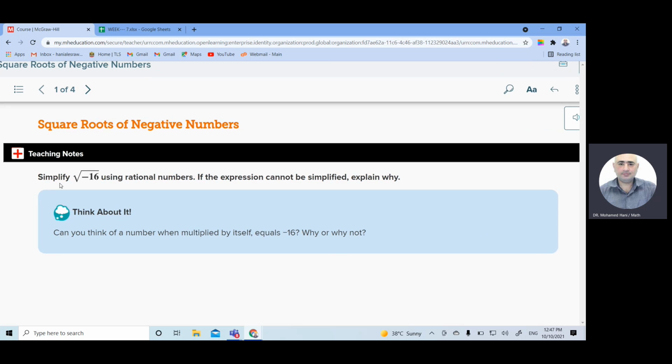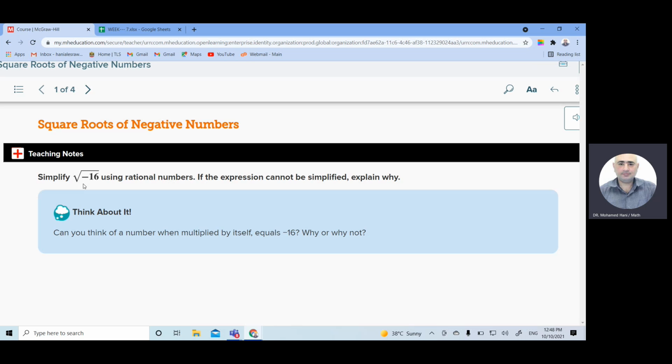As you see here, simplify radical minus 16. The minus is inside where? Inside the radical. Right. Who can tell me now which number multiplied by itself equals minus 16? 8 times 8 is 64. 2 times 2 is 4. 4 times 4 will be 16. I want minus 16. Minus 4 times minus 4 also will be 16. I want minus 16. Minus 4 times minus 4 will be plus 16.